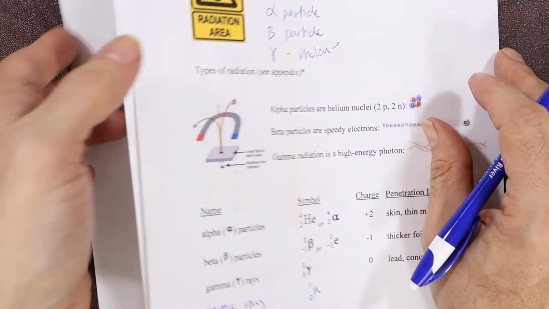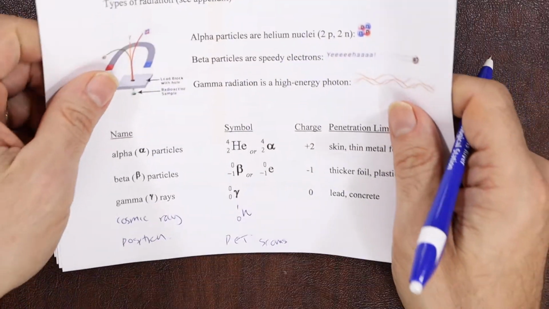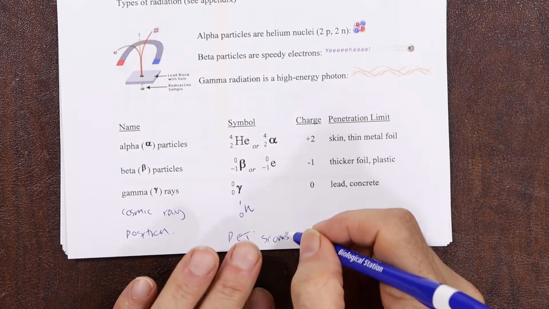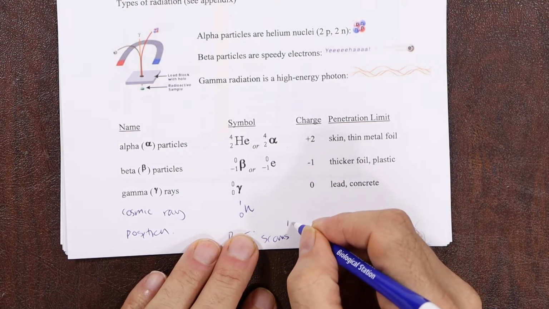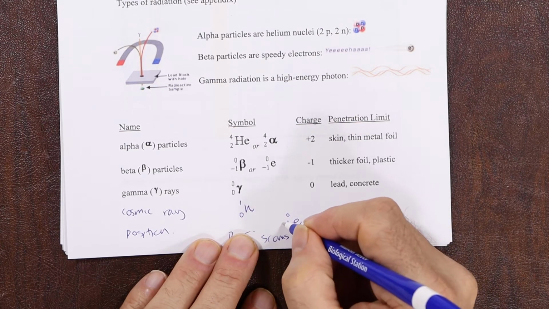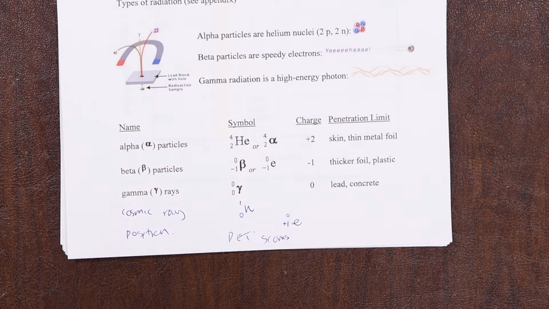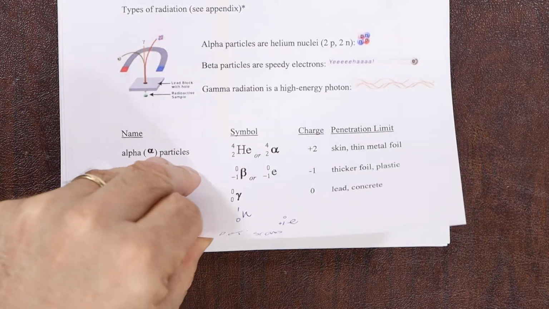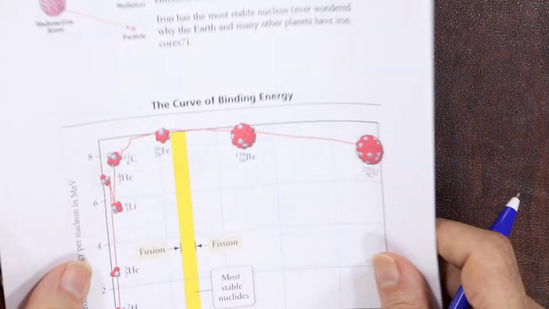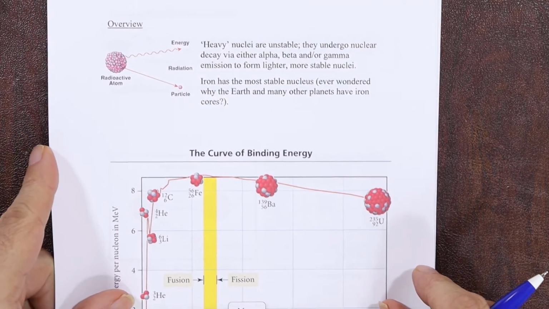Okay, so those are your main forms of radiation. A couple of off-menu ones at the bottom there, and that's a plus electron, right? So it's an electron that's a 0 mass plus 1 charge. Okay, moving on. So now here's the thing. Why do things undergo nuclear decay?